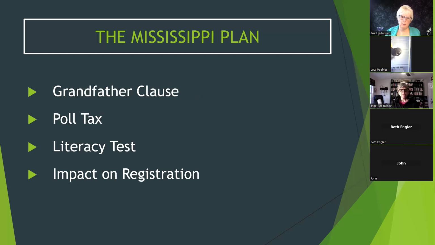Also included in the Mississippi plan was a grandfather clause. This is 1890, and it said that if your grandfather was eligible to vote prior to 1867, then you are eligible to vote. And you don't have to pay the poll tax, and you don't have to pass the literacy test. But if your grandfather couldn't vote before 1867, then all of these other terms apply to you. Talked about the poll tax and the literacy test. The impact on registration was enormous.